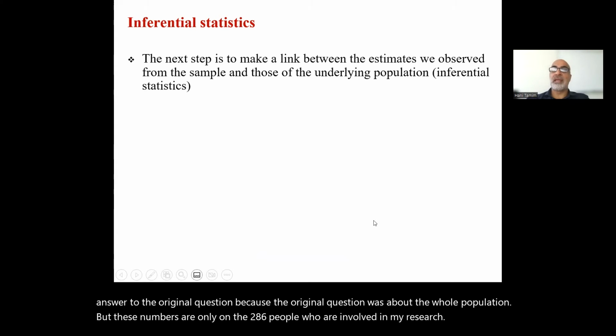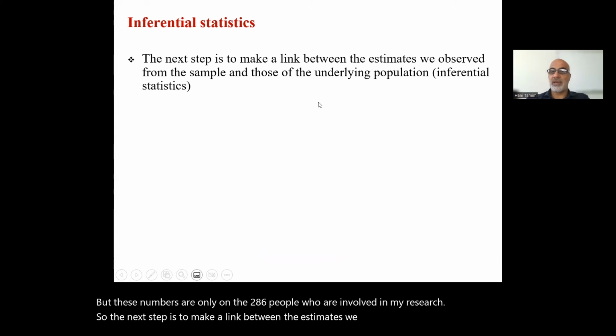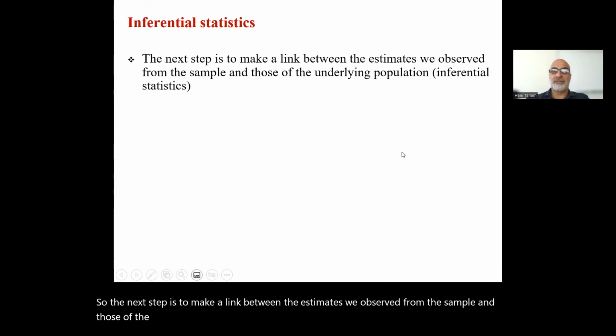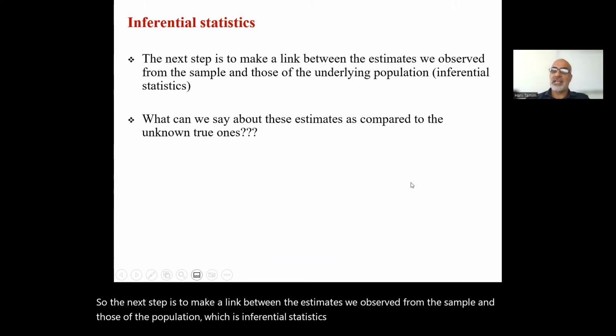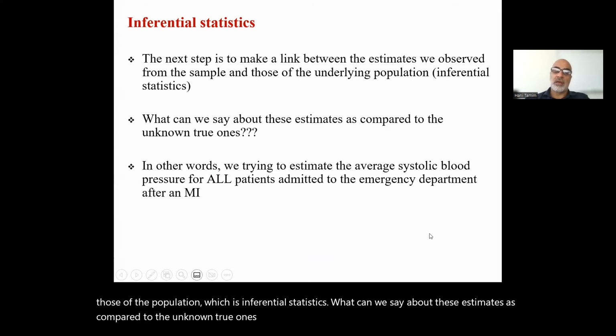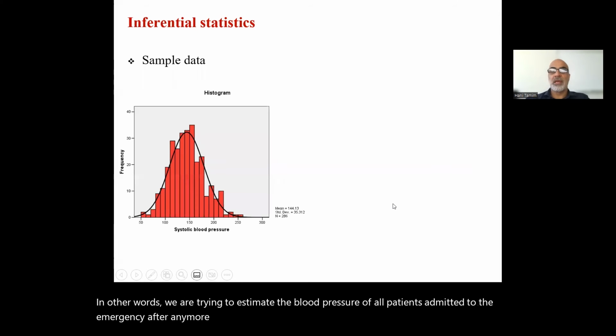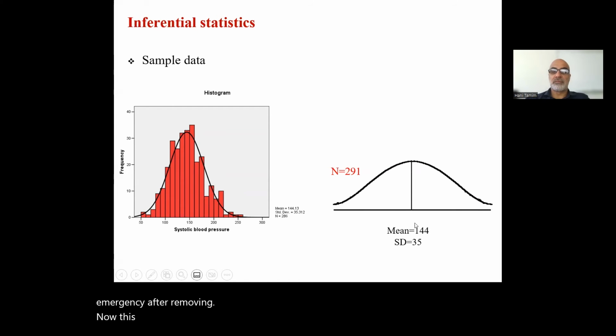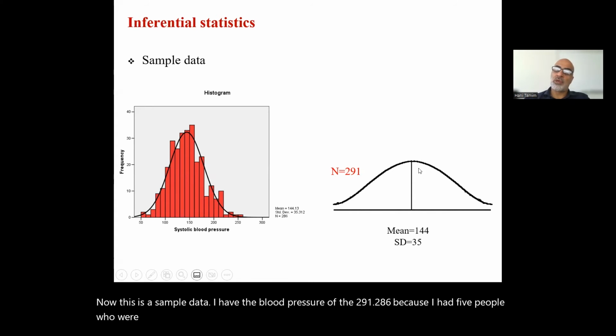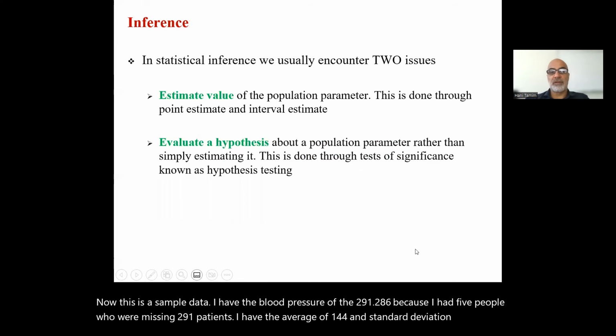So the next step is to make a link between the estimates we observed from the sample and those of the population, which is inferential statistics. What can we say about these estimates as compared to the unknown true ones? In other words, we are trying to estimate the blood pressure of all patients admitted to the emergency after an MI. Now, this is sample data. I have the blood pressure of 286 patients, because 5 of the 291 were missing. I have the average of 144 and standard deviation of 35.